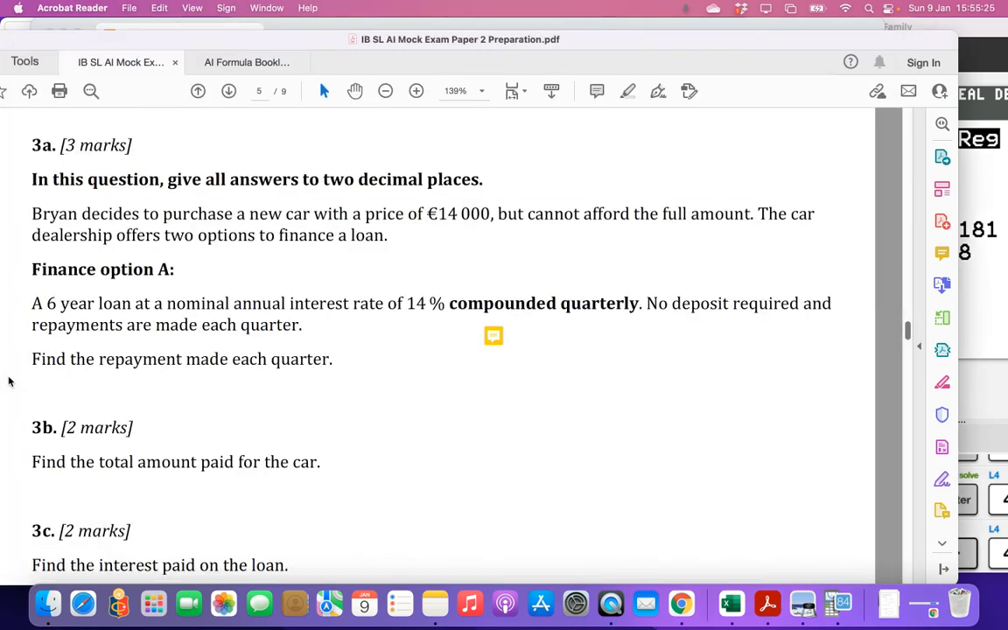Question 3 is a finance question. We're going to use the TVM Solver to do this. Easiest way to do that is on the TI-84. Brian decides to purchase a new car with a price of 14,000 euros, but can't afford the full amount. So there are two options to finance a loan. Option A is a 6-year loan, 14% compounded quarterly. So quarterly is, again, 4 times per year for the TVM Solver. Find the repayment for each quarter.